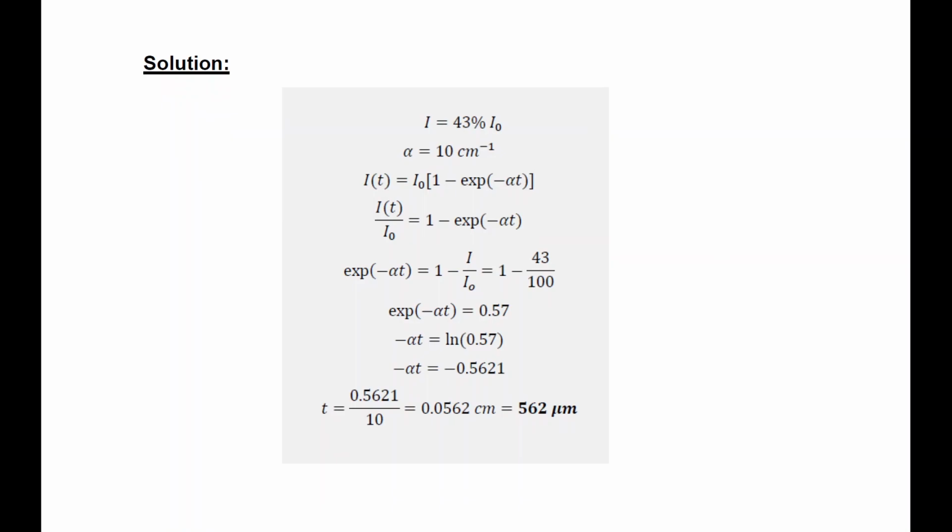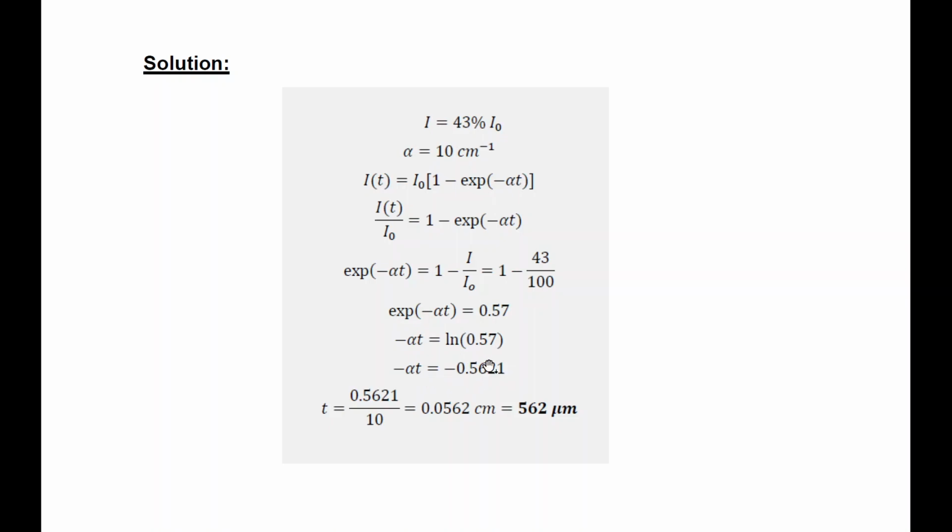Okay, so basically we know that I is equal to 43% of I naught, given in the question. Alpha is given as 10 centimeter inverse. We know the formula: I equals I naught times 1 minus exponential of minus alpha t, where t is the thickness. So I by I naught is equal to 1 minus exponential of minus alpha t. So exponential of minus alpha t will be 1 minus I over I naught. If we consider I naught as 100, that means 43% of the light is being absorbed, which clearly gives exponential of minus alpha t equal to 0.57. So minus alpha t will be the natural log, remember, not the log base 10, the natural log of 0.57.